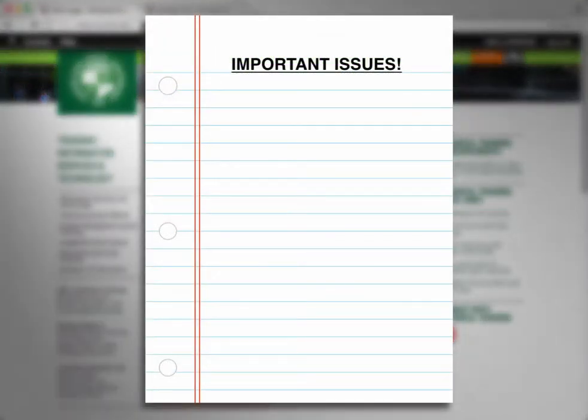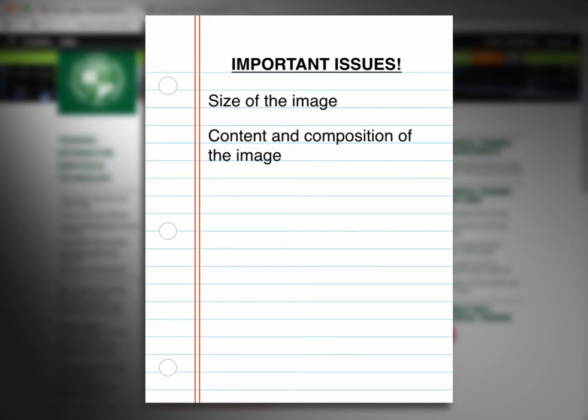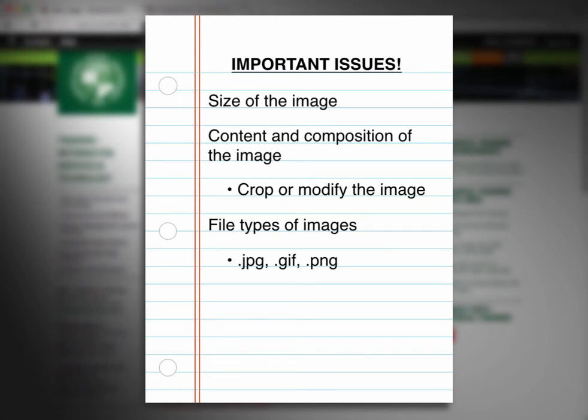In this video we're going to be talking about preparing your images for use in the content management system. We're going to be talking about the important issues that you need to be considering when you're dealing with images, such as the size of the image, the content of the image, whether you need to crop it, and how to modify the picture. We're also going to be talking about the file types that are available to use. There's JPEGs and GIFs and PNGs and such. And we'll also talk about the image editors that you can use to do your work.